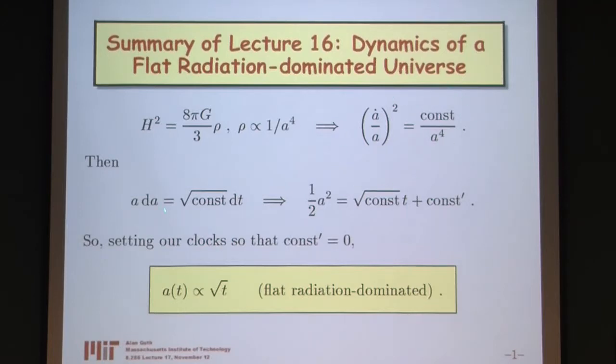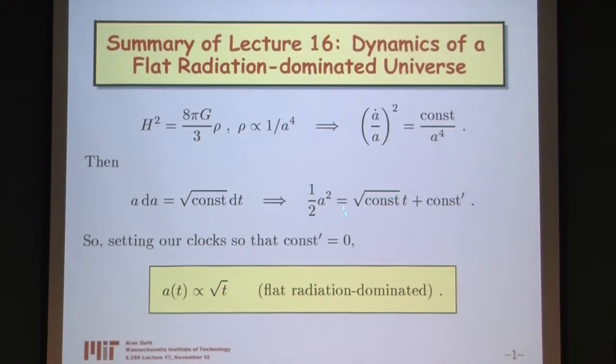Rearranging that, we can write it as a times da is equal to the square root of that constant times dt. And then we can just integrate both sides. So we get 1/2 a squared is equal to the square root of the constant times t plus a new constant, constant prime. Okay, then we say that we can adjust this constant prime by resetting our clocks. And we haven't said anything yet that determines how our clocks are set. So the standard convention is to set your clocks so that t equals 0 is the time when the scale factor is 0. And that corresponds to constant prime equals 0, as one can see by just looking at that equation. So that's what we do when the constant prime term disappears.